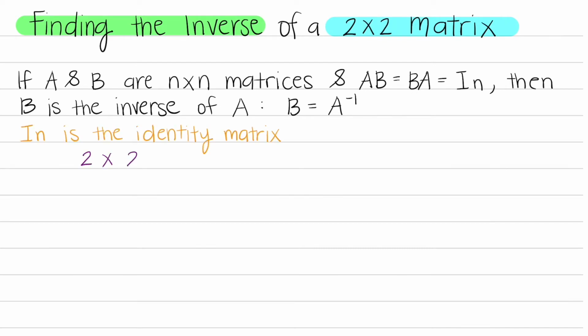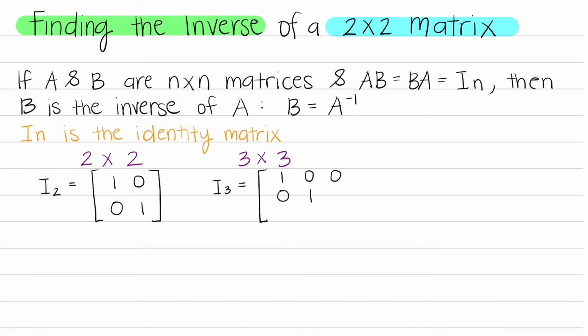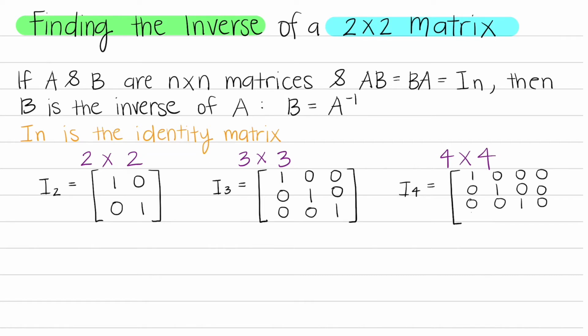So for a 2 by 2 matrix, the identity matrix would be written as I2. And for a 3 by 3 matrix, it would be written as I3. And for a 4 by 4 matrix, it would be written as I4. And an identity matrix is always written as ones in the diagonals running from top left to bottom right, and the rest of the spots would be filled with zeros.